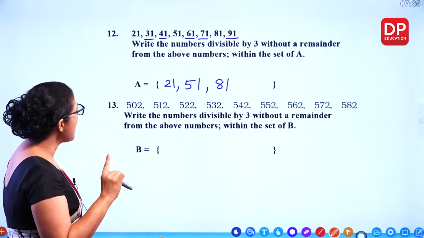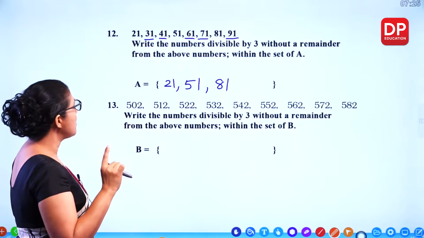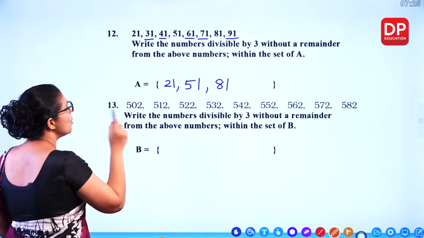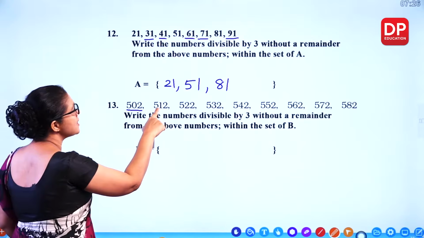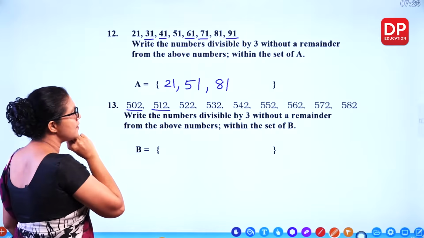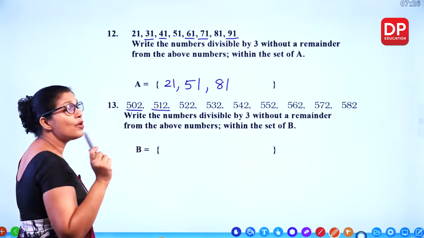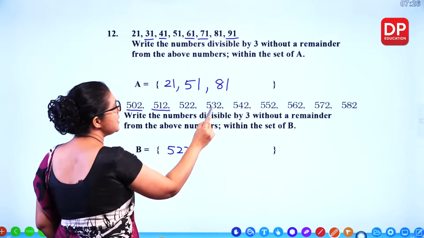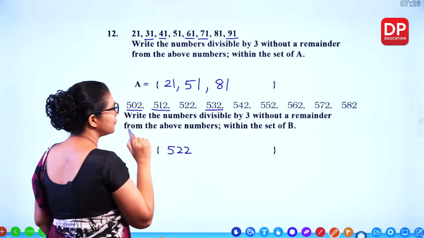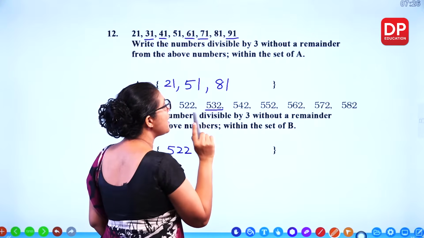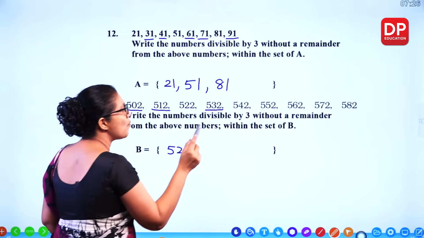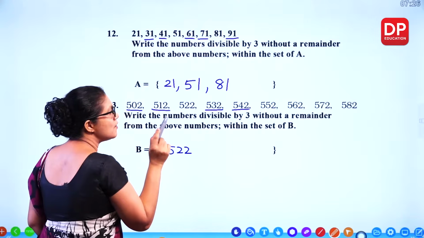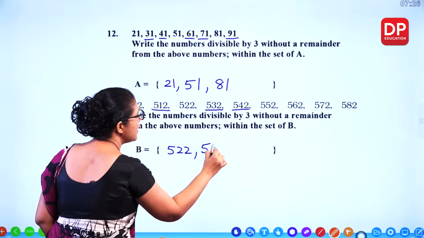Look at these numbers. Write the numbers divisible by 3 without a remainder from the above numbers within the set B. Again, check the digital root. 5 plus 2, 7. That's not divisible. 5 plus 1, 6. 6 plus 2, 8. Not divisible. 5 plus 2, 7. 7 plus 2, 9. That's divisible by 3. 5 plus 3, 8. 8 plus 2, 10. Not divisible. 5 plus 4, 9. 9 plus 2, 11. 11 means 1 and 1 again 2. Not divisible. Here 10, 12. 12 means 2 plus 1 again 3. That's divisible by 3.